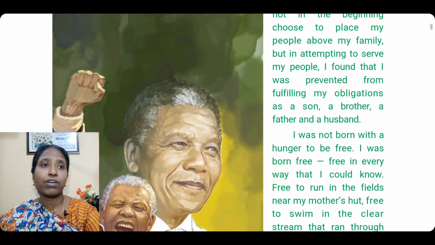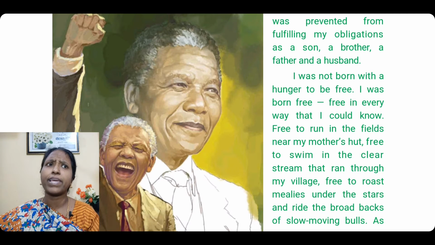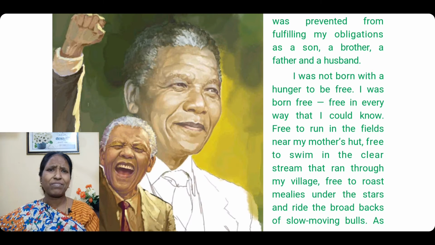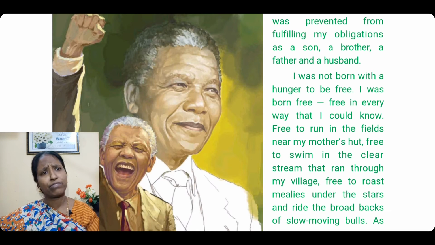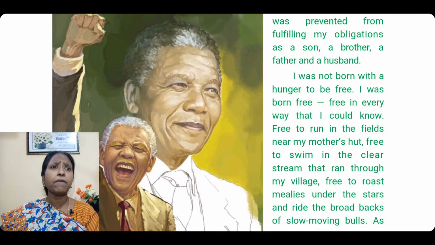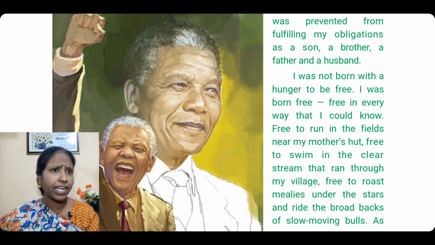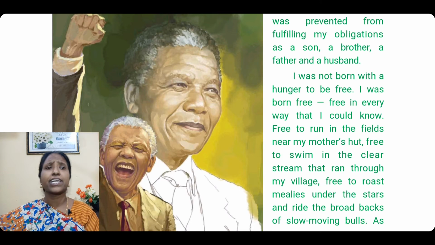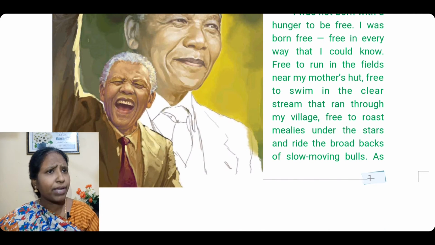I was not born with a hunger to be free. I was born free in every way that I could know. So it's not right from childhood that I was a slave or something, some restrictions were there. No, I was born very much free to run in the fields near my mother's hut. I can run anywhere I want. Free to swim in the clear stream. That means I can swim in the water that ran through my village. In my village there ran a stream, in that I can swim anytime I want.